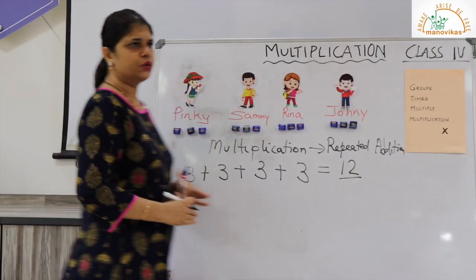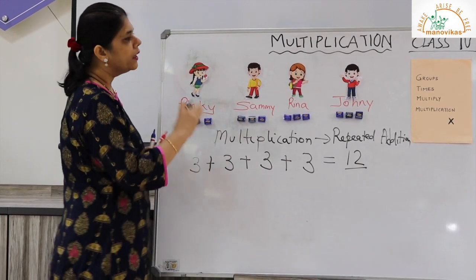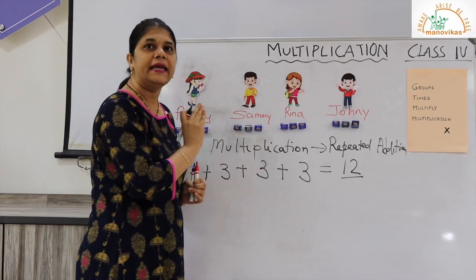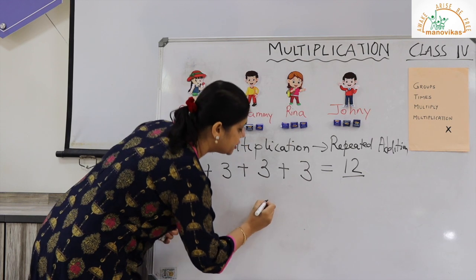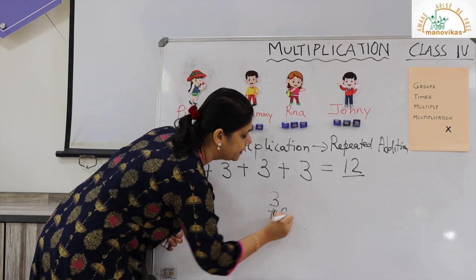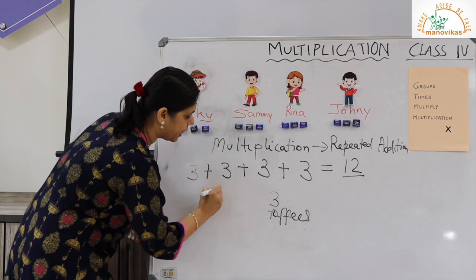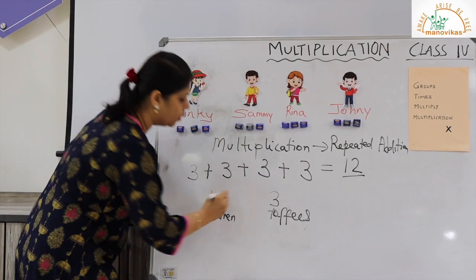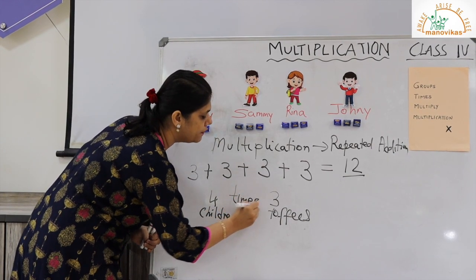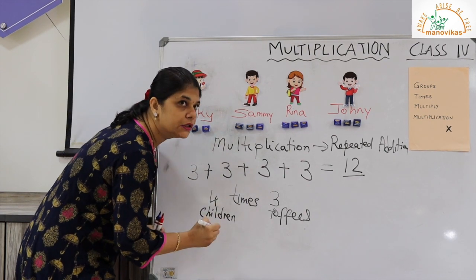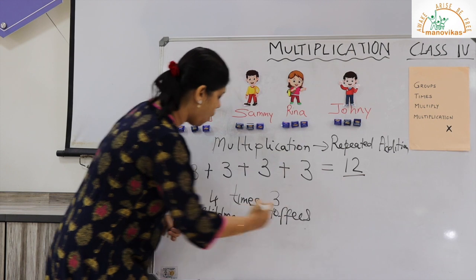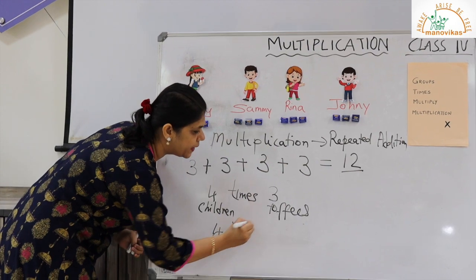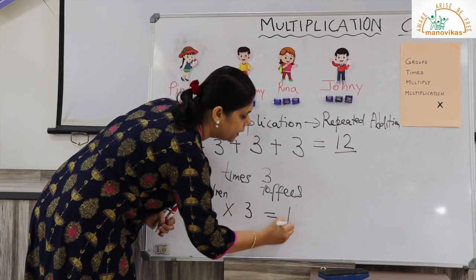Now, let's do it the other way. Now, we know that for the party, there are 4 children and each child gets how many toffees? Each child gets 3 toffees, right? And how many children are there? There are 4 children in all. So I can write 4 times 3. That makes it how much? 4 times 3 is 12. Now I can replace this times with the multiply sign, right? 4 multiplied by 3 equals 12.